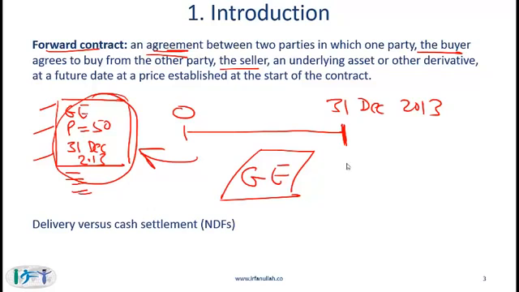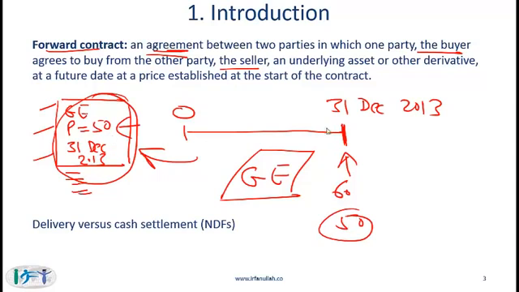Now, regardless of what the price of the underlying might be on this date, the long will pay 50 and get the asset. So if the price over here on 31st December is 60, then the long benefits because the long will only be paying $50, which is what is specified in the forward contract.